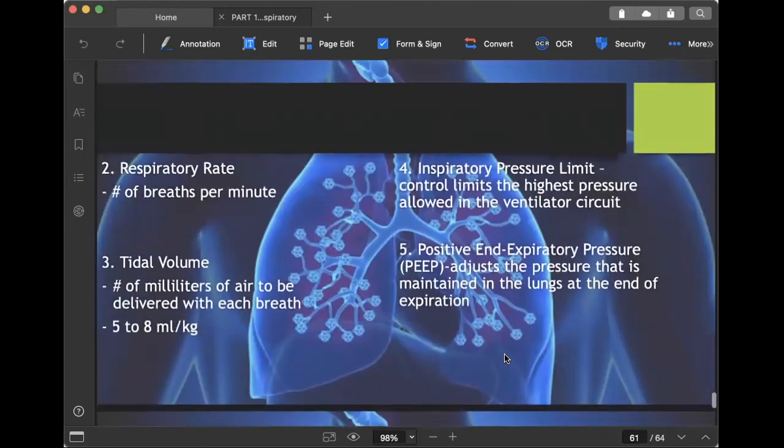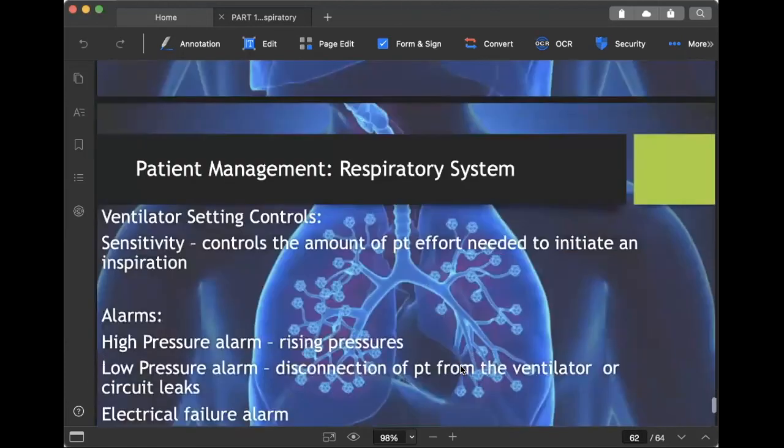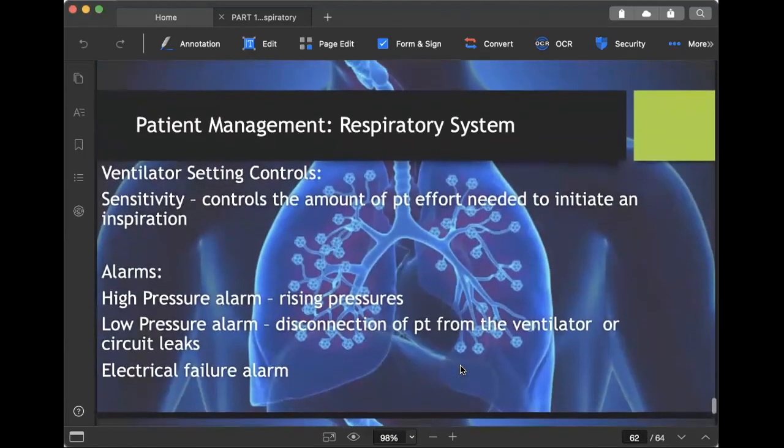You also have your respiratory rate, the number of breaths per minute. You already know this one. 12 to 20 is the normal for an adult. Tidal volume, the number of milliliters of air to be delivered with each breath, like 5 to 10 ml per kilogram. You also have your inspiratory pressure limit and your PEEP, which is the positive end-expiratory pressure. Also have here the sensitivity and then the alarm.